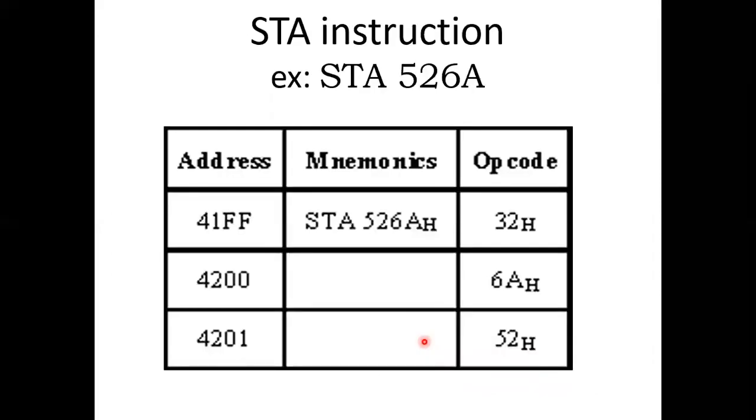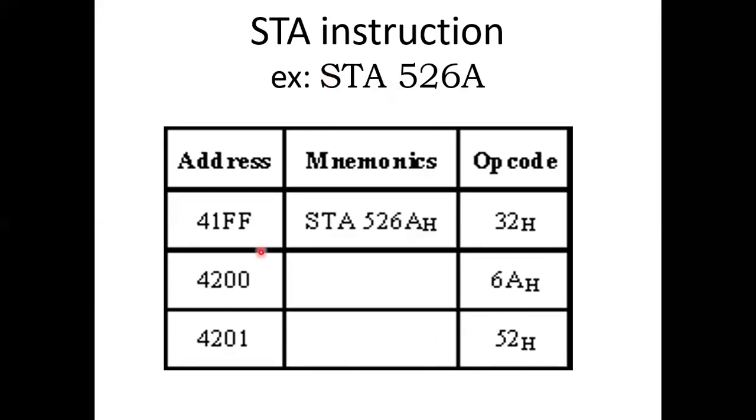Let's see an example of a timing diagram. In the university exam they will ask: sketch the timing diagram for the STA 526A instruction in the 8085 microprocessor. First you need to know how many bytes are required. As I already said, there are 3 types of instructions. When we see STA 526A, we know it is a 3-byte instruction because it has a 16-bit value in the operand.